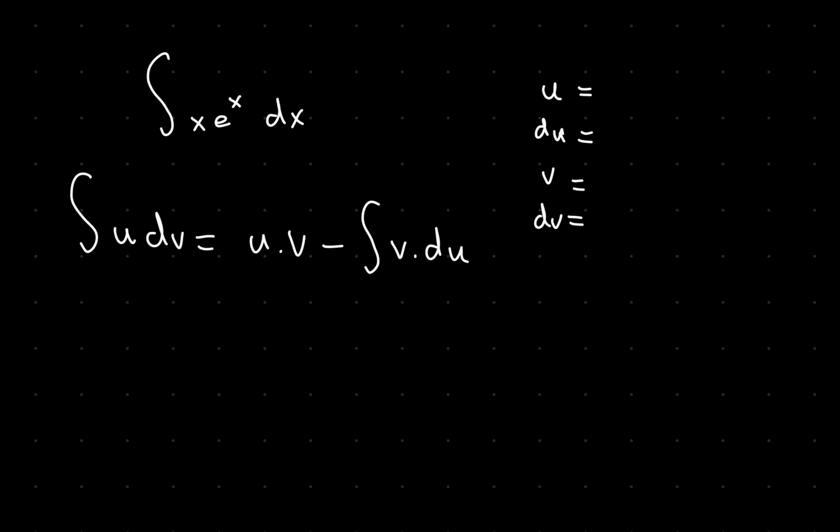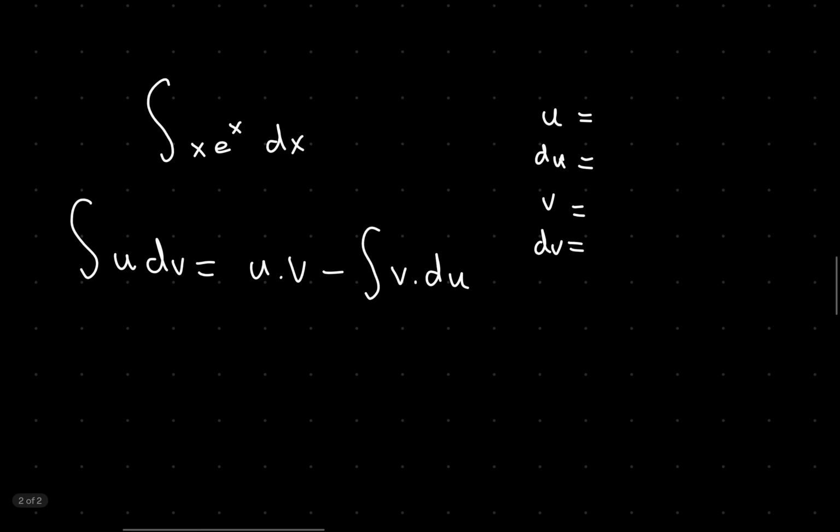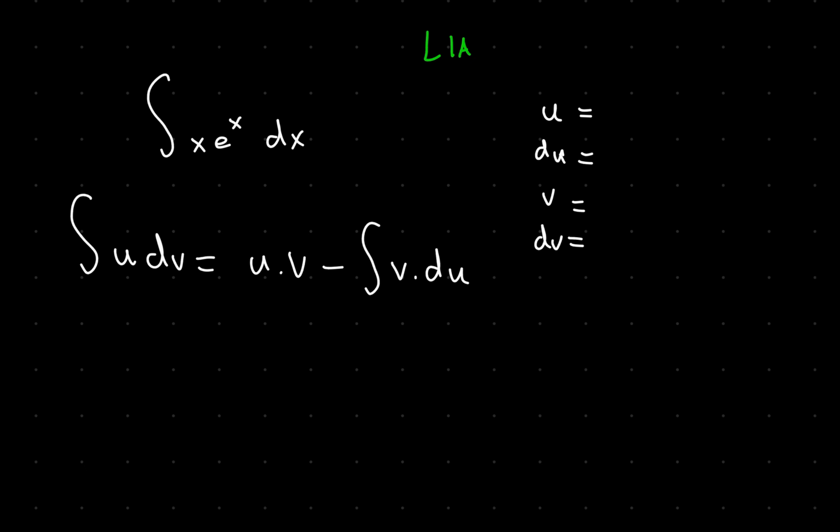Now, as we remember from the LIAT rule, we have an algebraic and we have an exponential. So which one is higher on the list? We see that it's algebraic. So x is going to be our U. And now we need a dV. And we only have e to the x left, so let's put that in there.